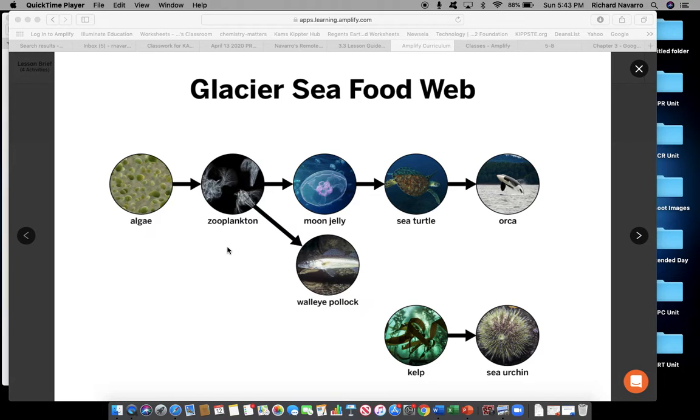I can trace a line from the algae or the orca to the jellies. The sea urchins and kelp, on the other hand, are not connected to the jellies on the food web at all.